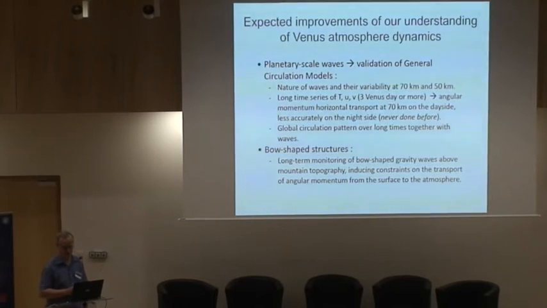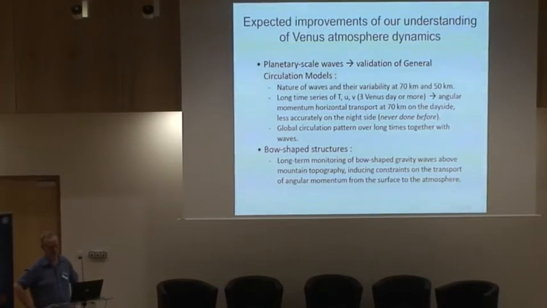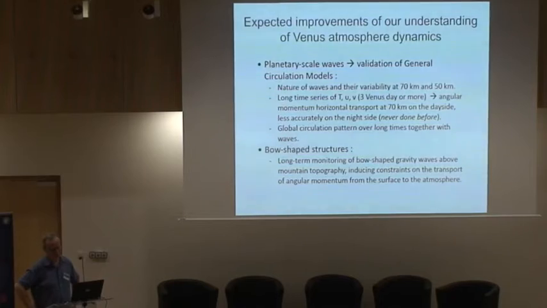So we need long time series of the temperature, of the brightness also, and of the meridional and zonal wind. It would be useful to have that over at least 3 Venus days, that is 1 Venus year. In particular, to also be able to monitor the diurnal and semi-diurnal tides, which will allow us to understand the horizontal angular momentum transport on the day side and, less accurately, on the night side. And also to monitor the global circulation pattern in relation with waves over long periods.